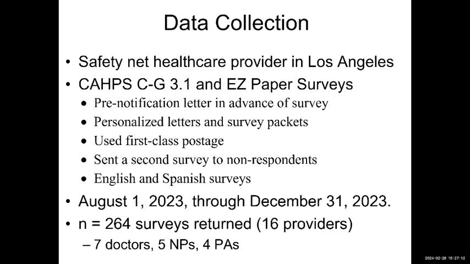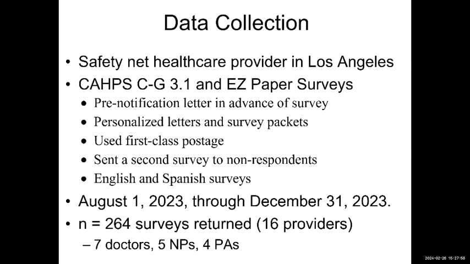So the study that we finally ended up doing through RAND was in a safety net healthcare provider in Los Angeles. It was CHAP Care, but now they're being subsumed under Ultimed. So at the time they were CHAP Care, and they agreed to do this randomization of the two surveys to patients who had seen a provider during the last 6 months. And the procedure that was used was a standard one in terms of trying to maximize the response rate, with a pre-notification letter, personalized letters and survey packets, first class postage, and sending a second survey to non-respondents.